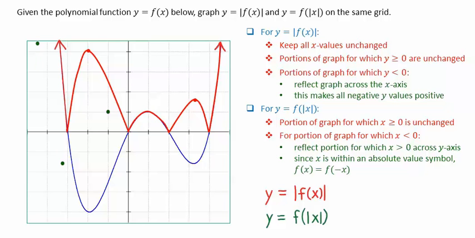Now recall that to the right side of the y-axis, the graph remains unchanged. This corresponds then to this green portion. To the left of the y-axis, it will be a reflection across the y-axis. So the other portion of the graph is as shown here.